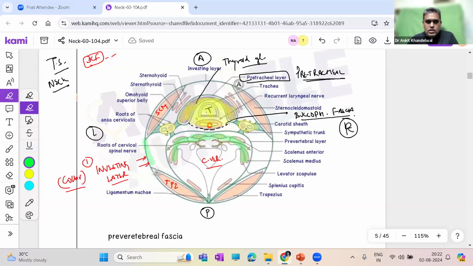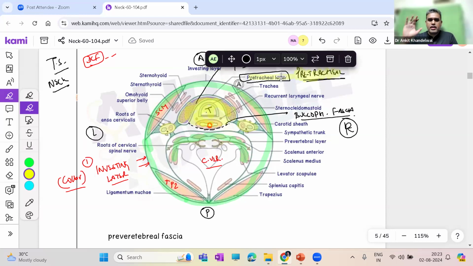Investing layer was outside. So we have understood 2. The investing layer invests from outside. Then we have the second deeper layer known as the pretracheal layer. Let me highlight it with yellow color over here so that you remember the pretracheal layer. Point clear? Now, what is the structure lying exactly in the middle or most deep? It is the bones, right? If you look at the upper limb also, we have the radius, ulna, and humerus. So in the neck also we have the cervical vertebrae.